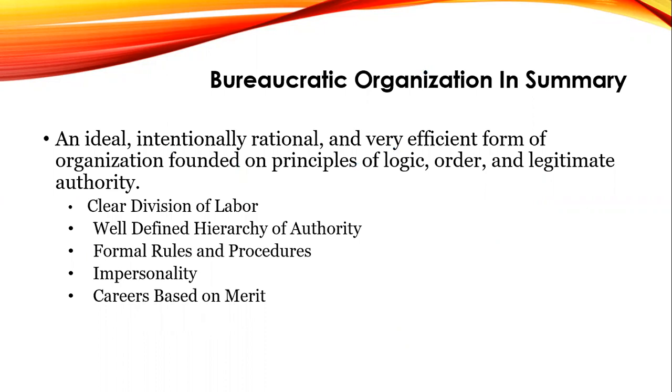Okay, in brief or in summary, the bureaucratic theory of management of organization looks rationally at a form of organization founded on logical order and legitimate authority. So there are five things that must be considered under the bureaucratic theory. One, there must be a division of labor, and a well-defined hierarchy of authority, that is from the topmost to the bottom, that is the workers. Then formal rules and procedures. There must be guiding rules and principles within an organization.